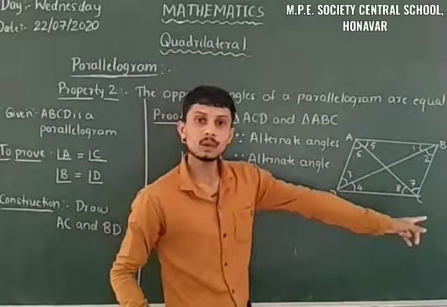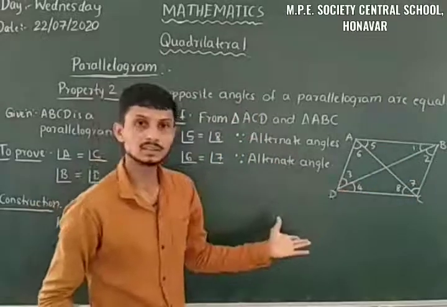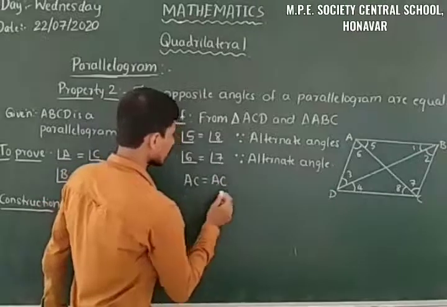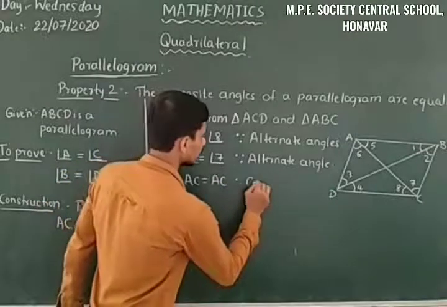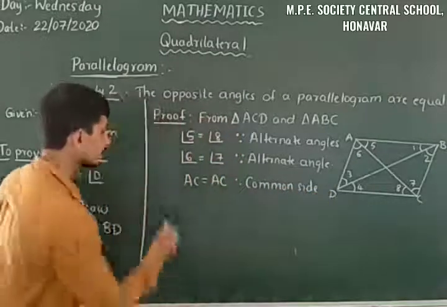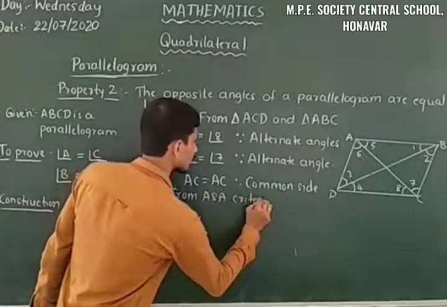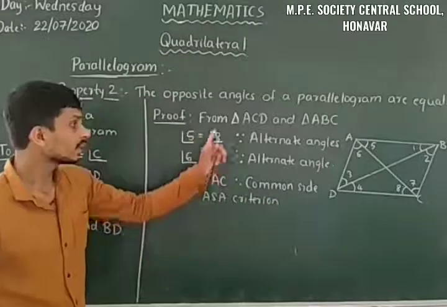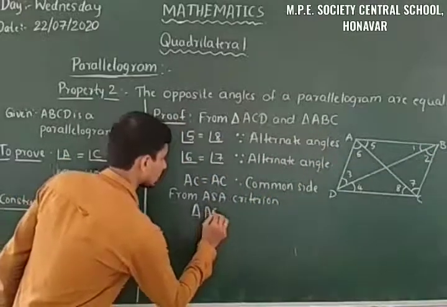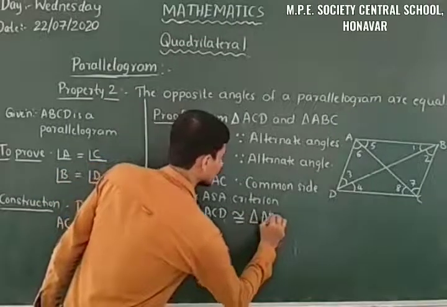Then AC is the common side for both triangle ABC and triangle ADC. So AC is equal to AC because it's a common side. That means, from the ASA criterion, triangle ACD and triangle ABC are congruent.